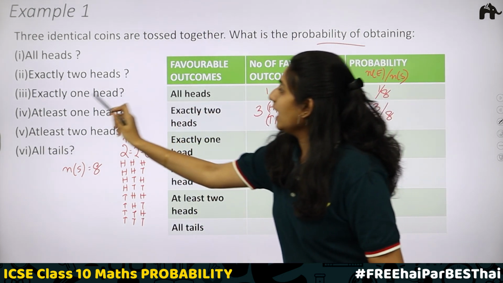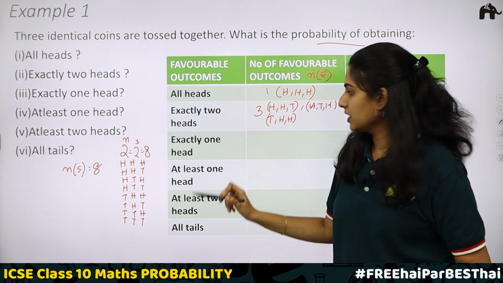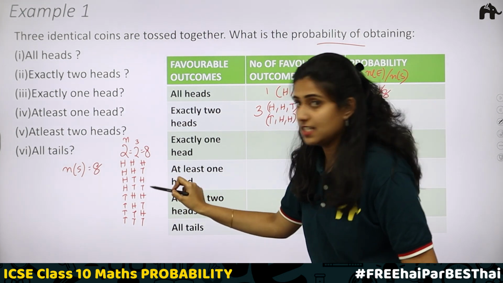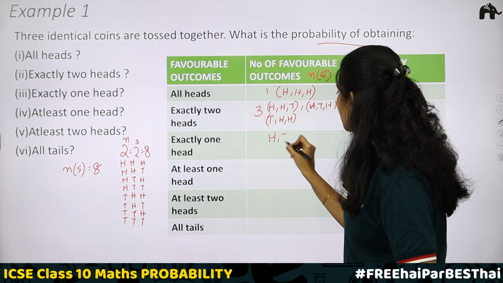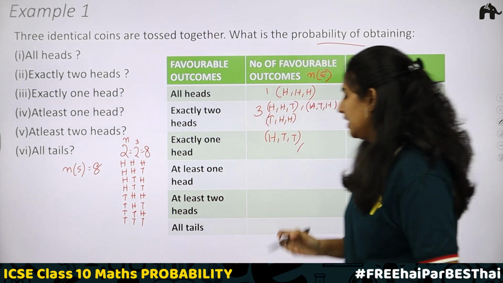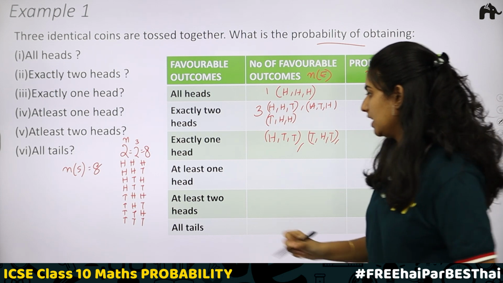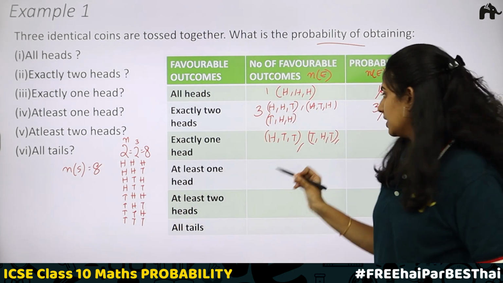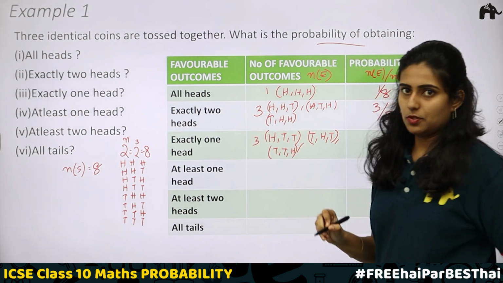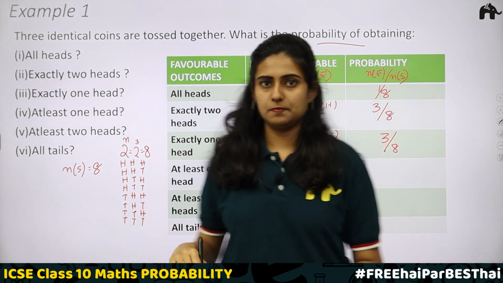Next, exactly 1 head. Exactly 1 head means only 1 time head should appear. This is not possible. We can take H, T, T. Then, T, H, T can be taken. Only 1 time head is appearing. Then, T, T, H can be taken. 3 outcomes. Therefore, the probability is 3 divided by 8.